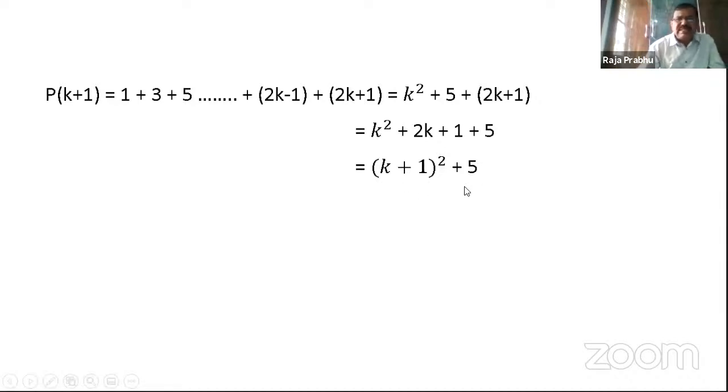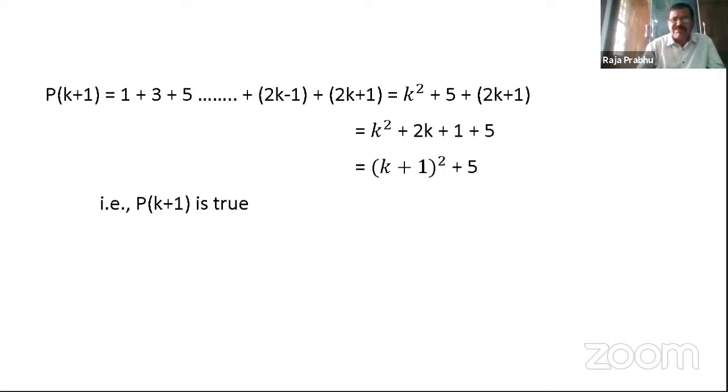Now see what this is. It is in the form of n square plus 5, where in the place of n there is k plus 1. Means it is verified. It is verified up to the k plus 1th term. Means it is following the third step and the second step, this assumption, that we can assume it is true for n is equal to k.